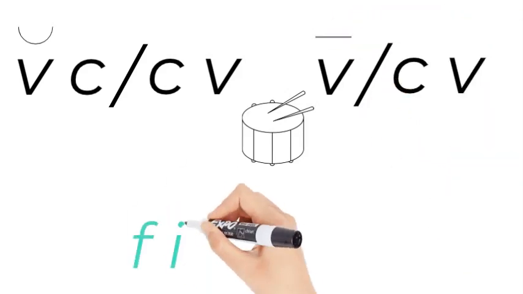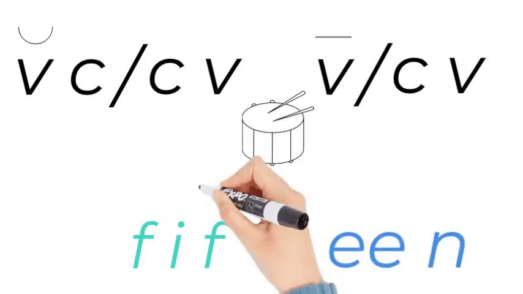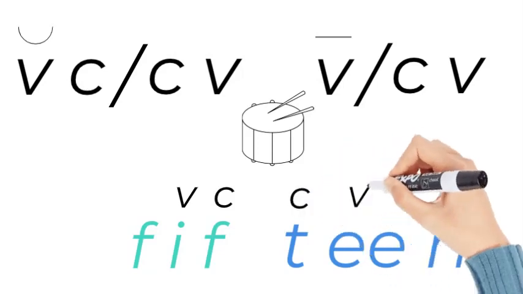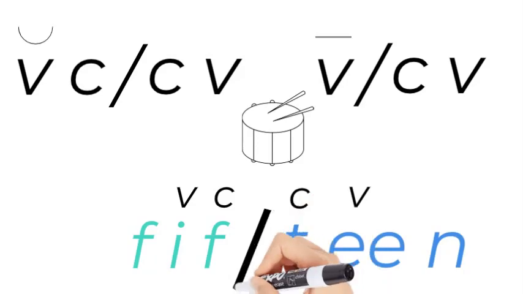Now, let's have a look at the word 15. Now, we also know teen is a word on its own. So we've got vowel, consonant, consonant, vowel. So we break it between those two consonants. There you go. And we've got 15.